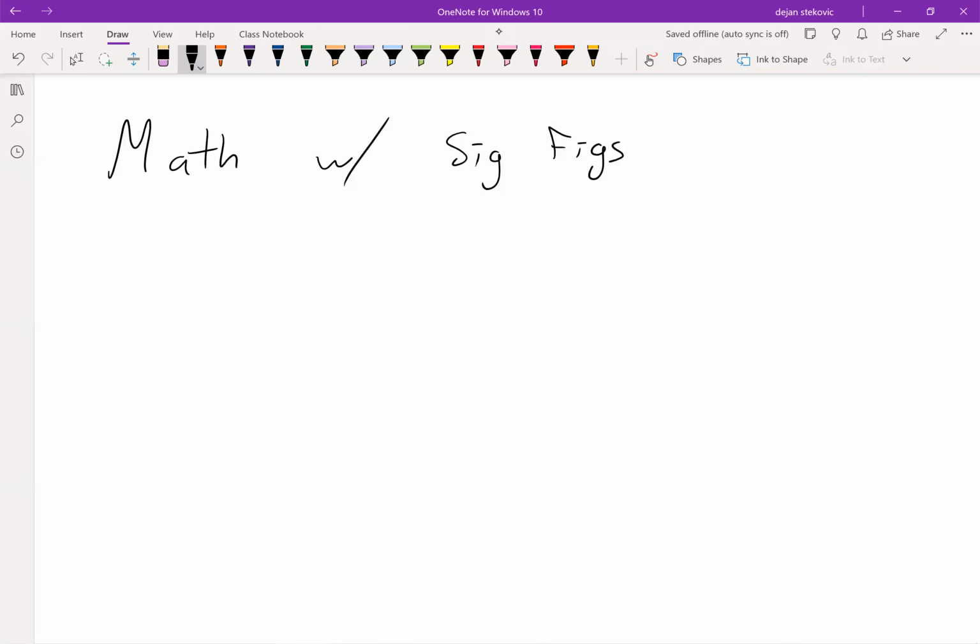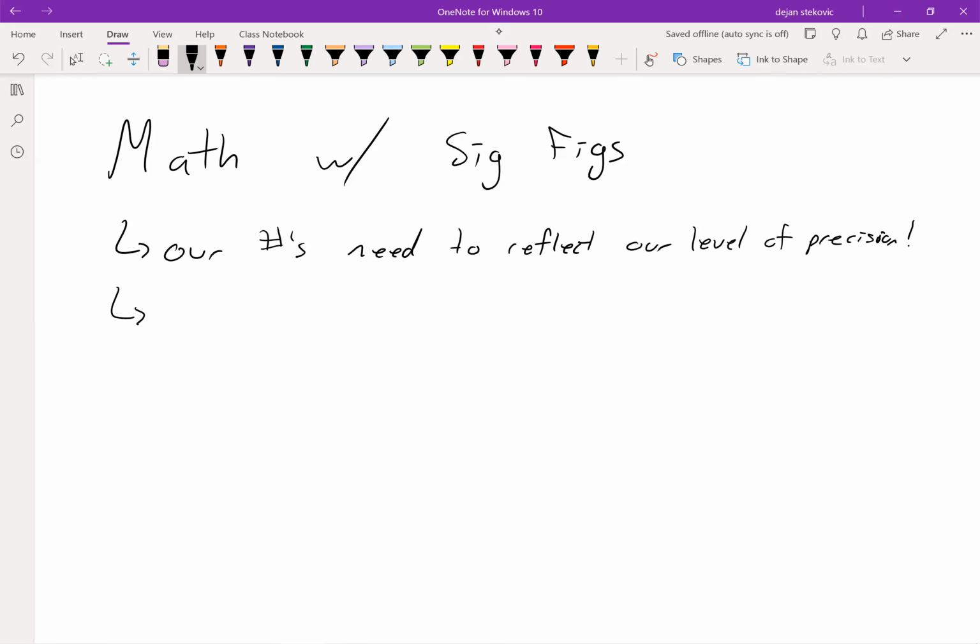Right, as we said earlier, we take measurements and then oftentimes we do math with these measurements. And so our numbers and our math need to reflect our level of precision. And when we have multiple measurements and we're combining them together through some mathematical operation, the precision of our overall answer is going to be limited by the least precise measurement.